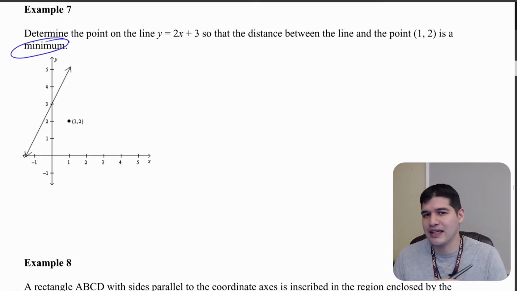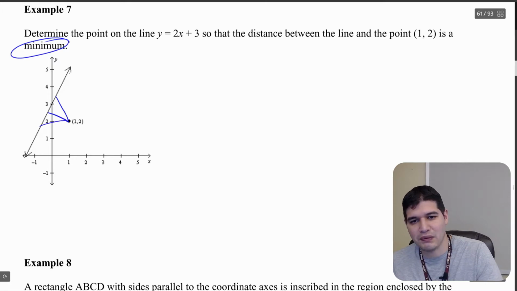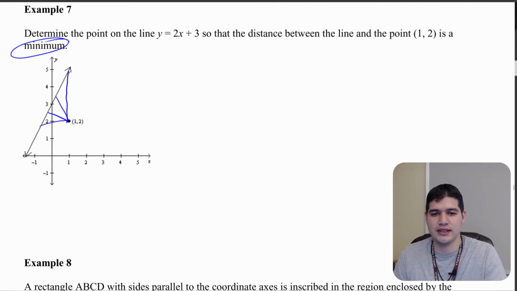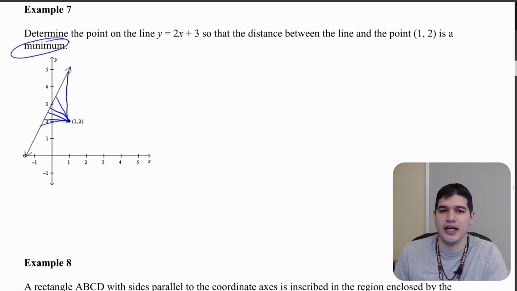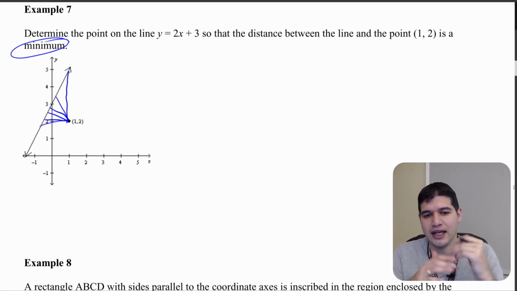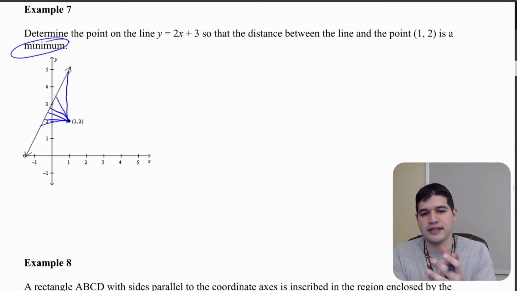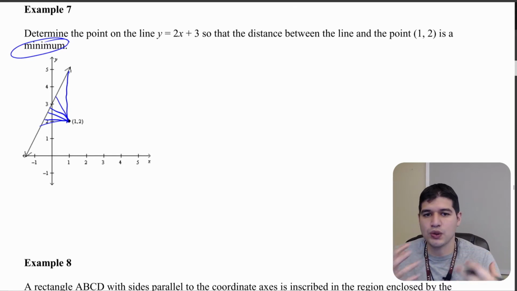Eyeballing this is not going to be very specific. You want to say, okay, which point on here creates that shortest distance? Obviously, it's probably not going to be this one, but it's going to be one of these points here. Which one is the shortest line? That's what we're trying to figure out. What's the shortest distance between any of the points on that line and the point (1, 2)? When you really need to be specific about the shortest thing, this is where calculus comes in handy.